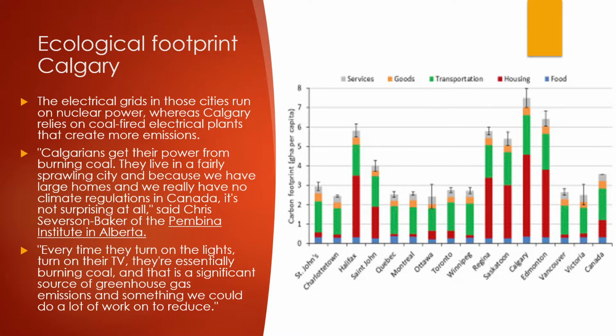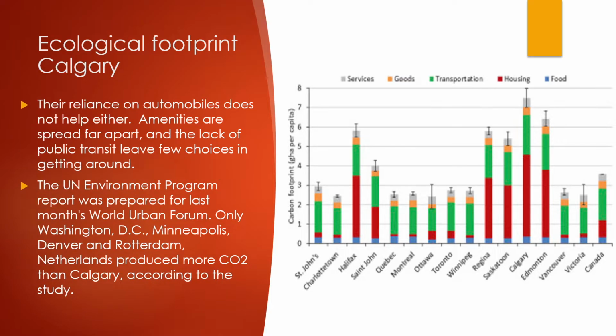So every time they turn on the lights, they turn on their TV, they're essentially burning coal due to that power plant, and that is a significant source of greenhouse gas emissions and something that we could do a lot of work on to reduce. It's not an easy task though, because you're essentially asking the entire city to convert from coal-fired electrical plants to something more green, such as a nuclear power plant, hydropower, solar power, and so on. That requires lots and lots of money. But does that make it not worthwhile?